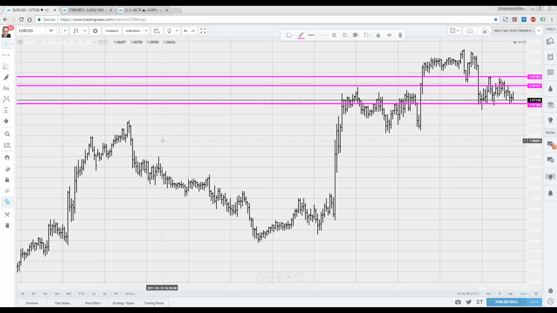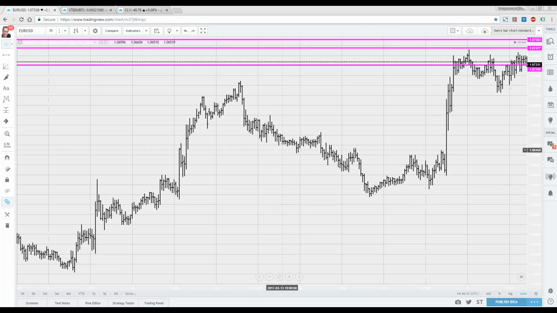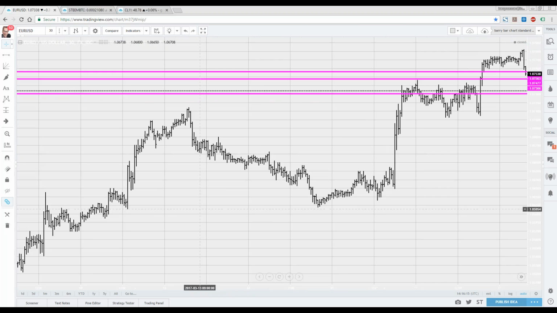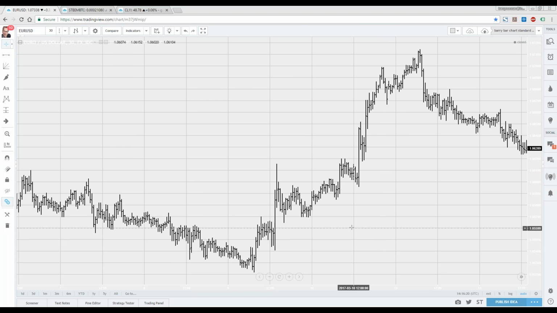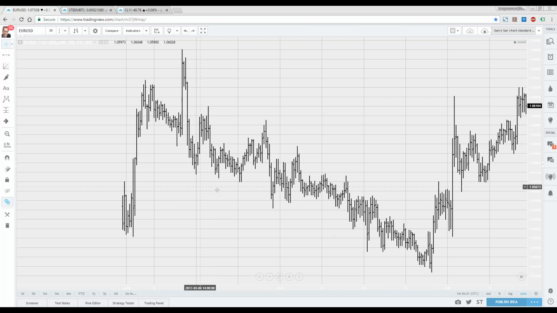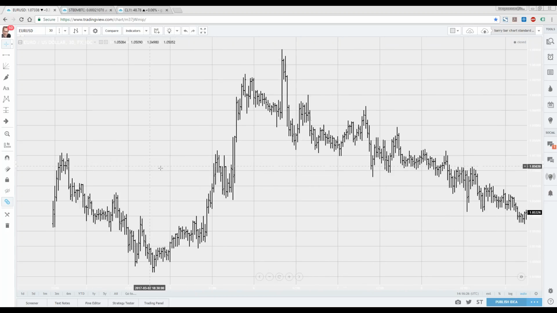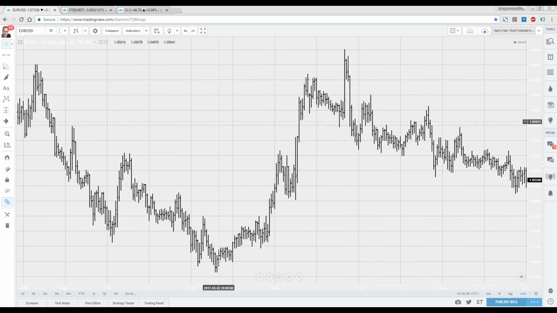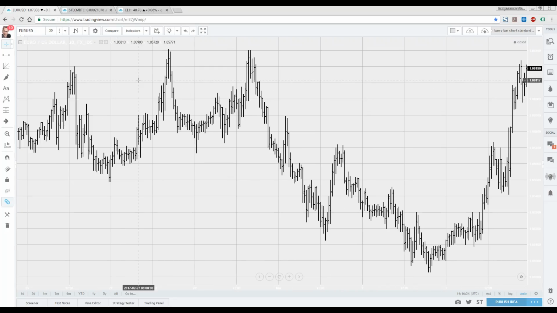Now, if we pull our charts back a little bit farther, because we want to see if we can see the euro trading at this level in the recent past, we don't. We see the euro has been much lower than that for the last few months. So we haven't even seen it.